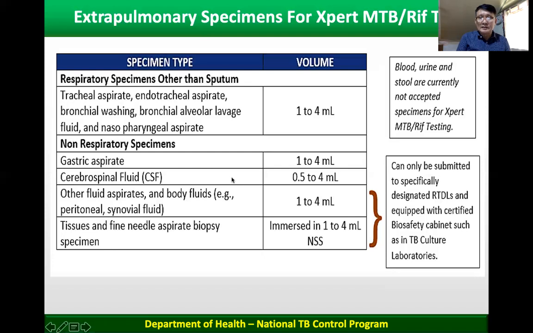At least how much fluid do we need from the cerebrospinal? At least 0.5 to 4 milliliters. Okay. Now, the last two specimen types, which I'm going to discuss to you.